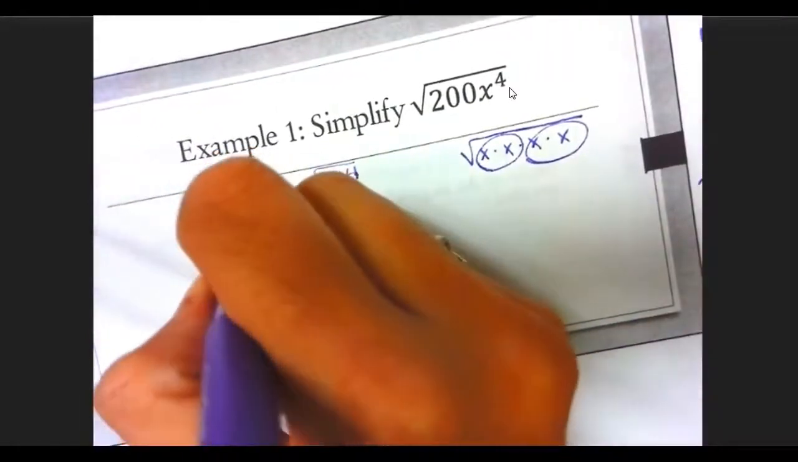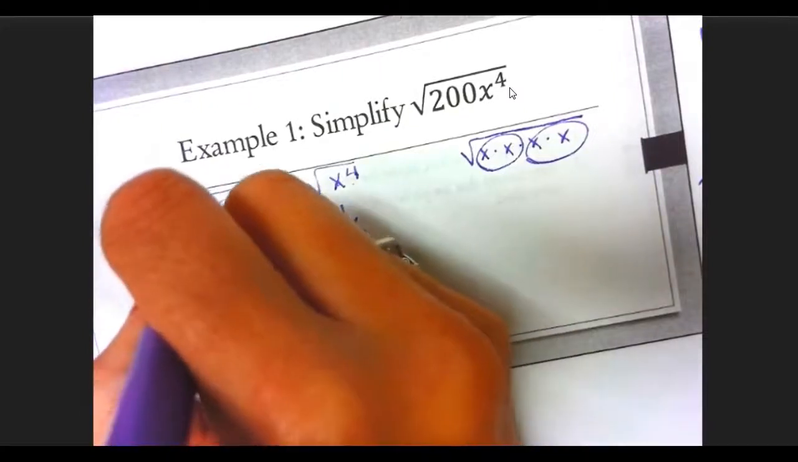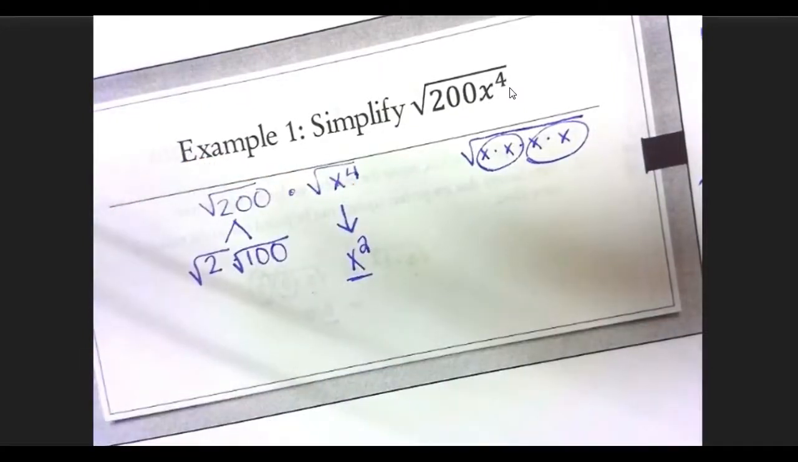So 100 is a perfect square. So we know that a perfect square has a nice square root. What is the square root of 100?